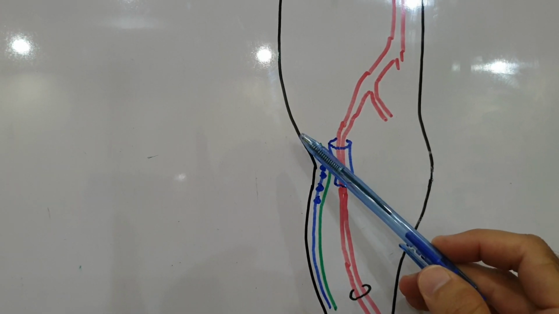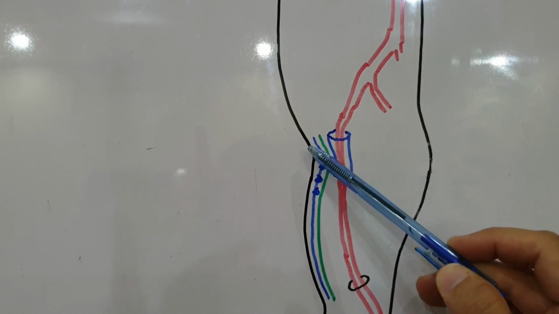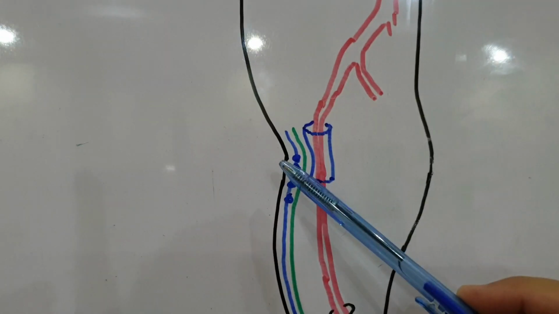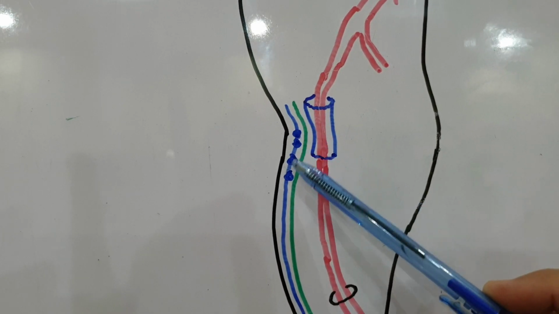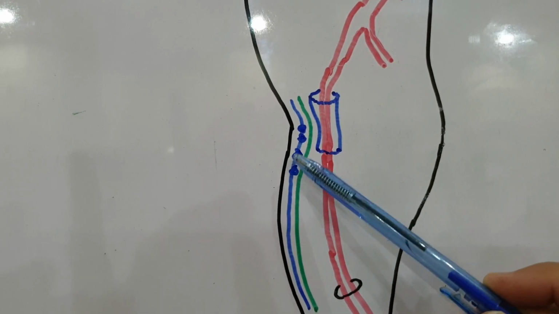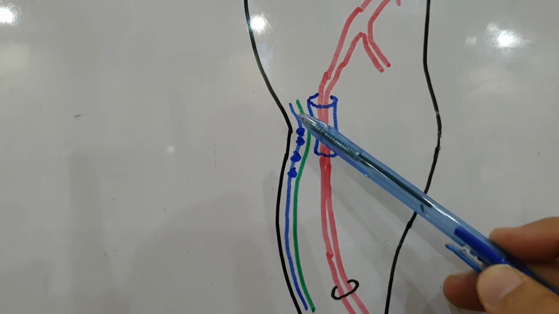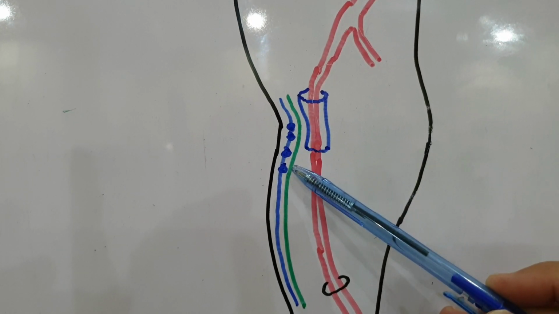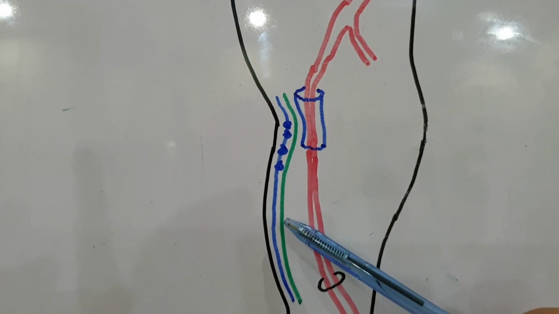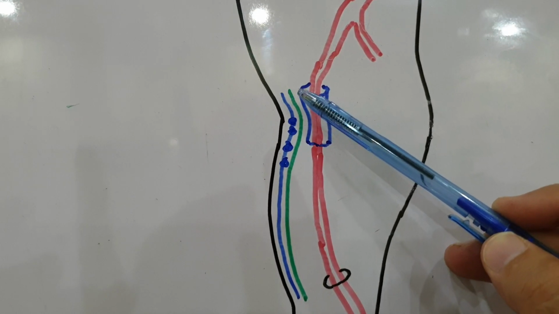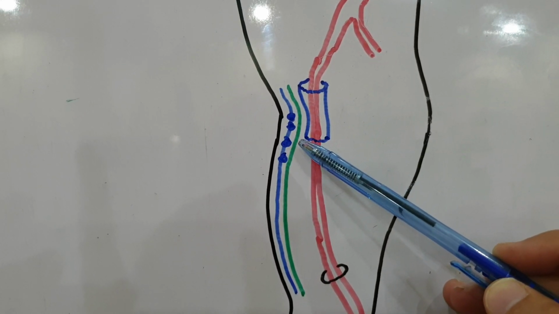Anteriorly, you can see this black structure which I have drawn is the skin. So anteriorly it will be covered by skin. Then comes this blue structure which is the superficial fascia, and it contains the superficial inguinal lymph nodes. Then this green structure is the fascia lata or the deep fascia of the thigh. Then comes the anterior wall of the femoral sheath.